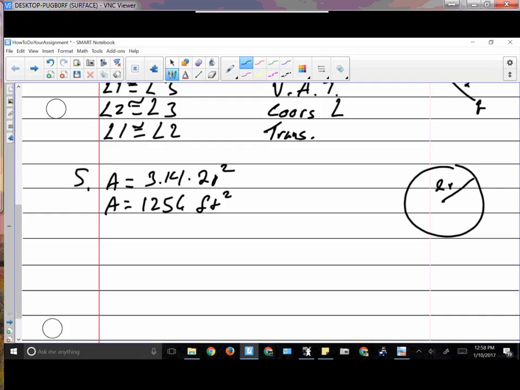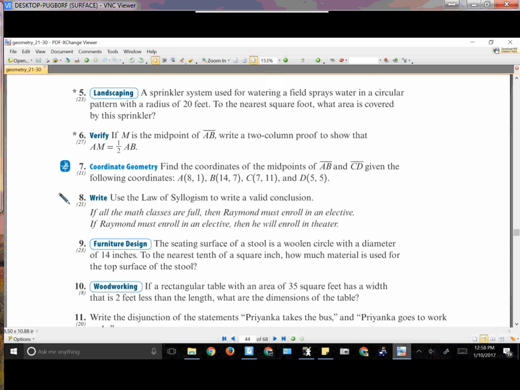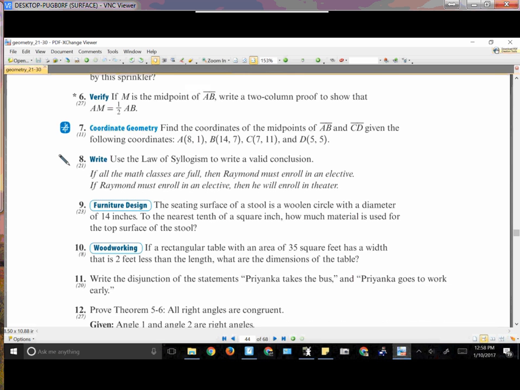This is sufficient work to justify doing that problem, okay? Answers don't cut it. If I take a look at this and read the question, do I have an idea that you know what you're looking at? Yeah. 6. We're supposed to clarify, if M is the midpoint of AB, write a two-column proof to show that AM is equal to one-half of AB.